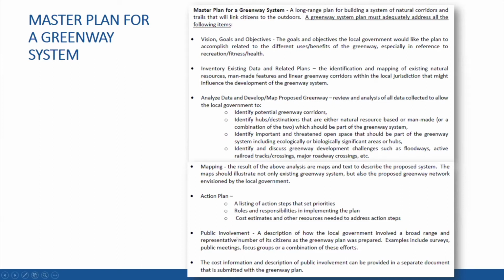Public involvement, again, will be a key point: how the local government involved a broad range and representative numbers. If you're doing a system-wide plan with multiple jurisdictions, make sure that each individual jurisdiction follows those criteria, and their public input can stand on its own for that component of the plan. And again, cost information should also be there.